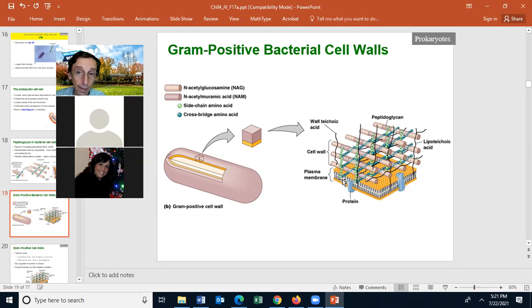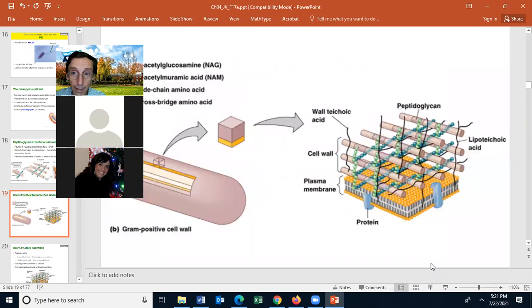In fact, in gram-positive cells, there are only a few other molecules, and we're seeing some here: lipoteichoic acid and teichoic acid. Teichoic acid runs through the peptidoglycan, and it's thought to help stabilize and hold the peptidoglycan together. Lipoteichoic acid does the same, meaning it runs through the peptidoglycan, but the lipoteichoic acid has a lipid region which also binds to the cell membrane.